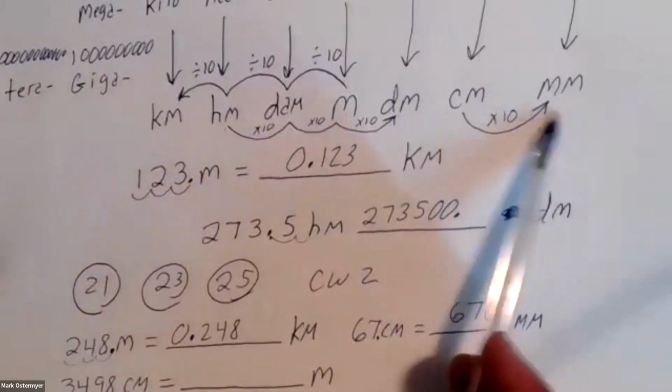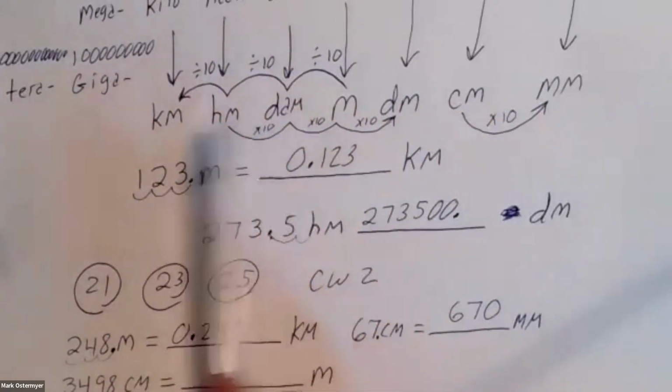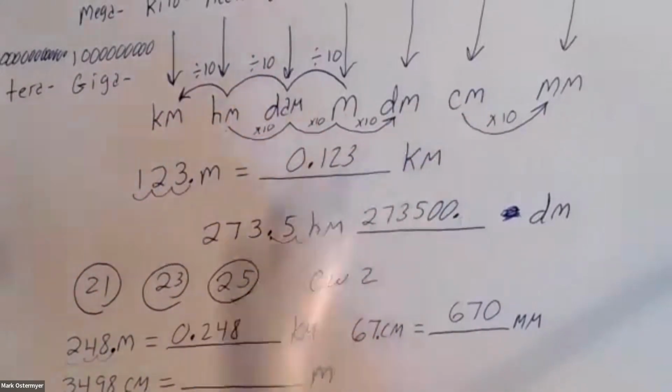So 67 centimeters turns out to be 670 millimeters because we shifted our decimal point 1 place to the right. To the right. I did to the left. Yep. That's why you want to have the scale in this order so you know which direction you need to go. So always have it in this order from left to right here.